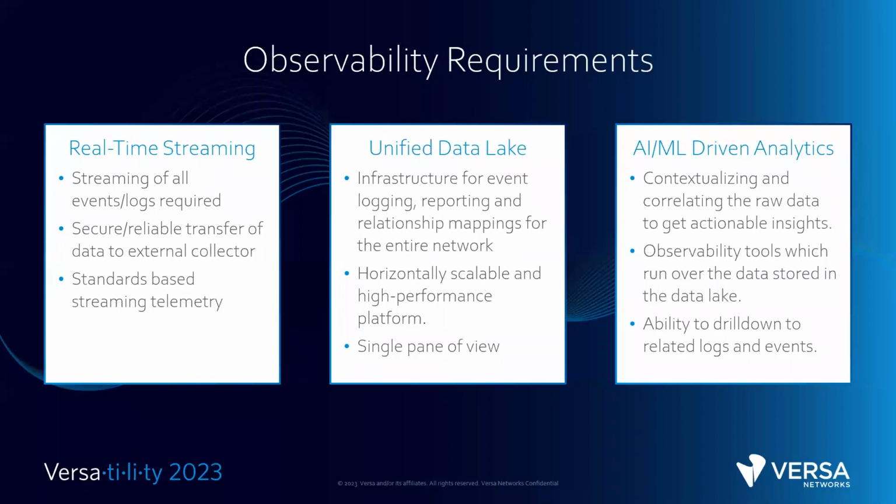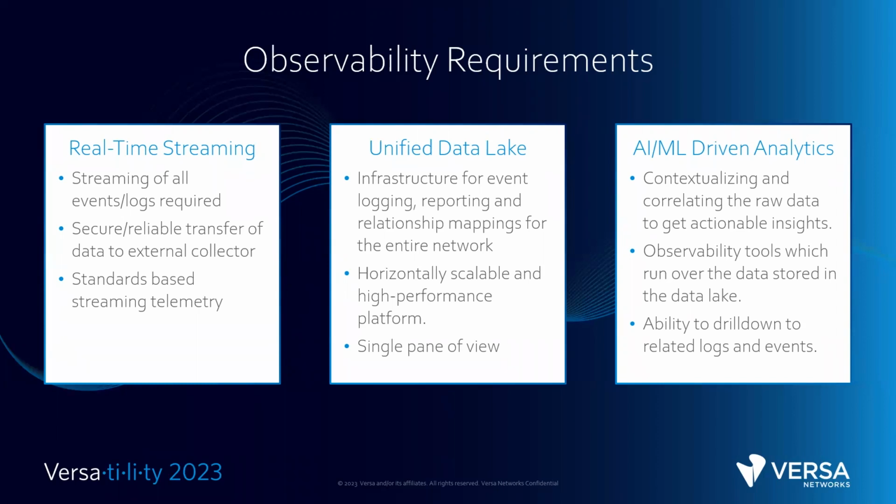Now, to implement observability, there are some key requirements. One is you should be able to stream various logs and events in real time. As much as possible, we should avoid sampling, because the more data available, the more easily we'll be able to figure out what actually happens in the system. All these events and logs we should be able to send in a secure, reliable way to an external collector, because typically this observability solution will be in the cloud. So secure transfer of the logs is important. And standards-based telemetry is recommended because we should be able to easily integrate with any systems.